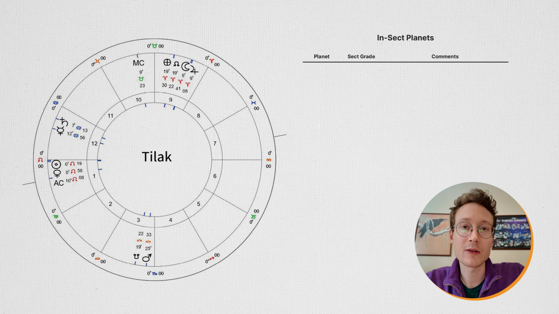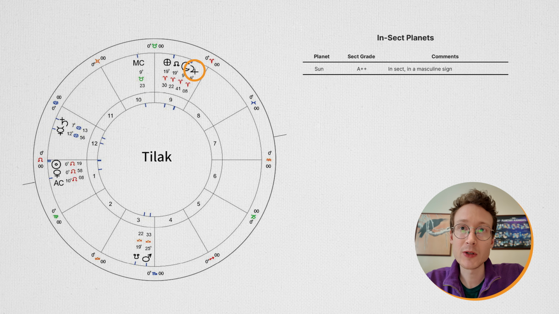First up, we have the chart of Tilak. Remember that this is a day chart, so the diurnal sect is in power. So those are the planets that we'll look at first. You have, as the most powerful planets, the Sun, which is in sect and in the masculine sign of Leo, so it receives a sect grade of A++.